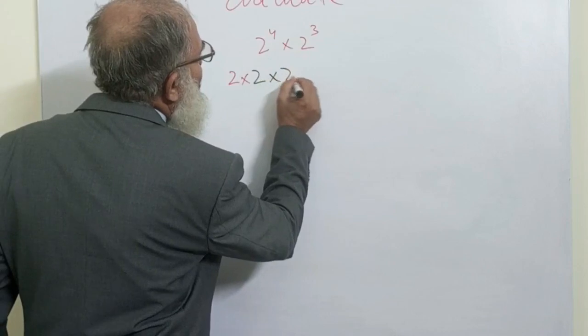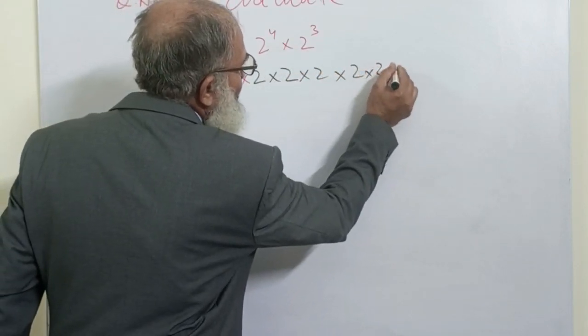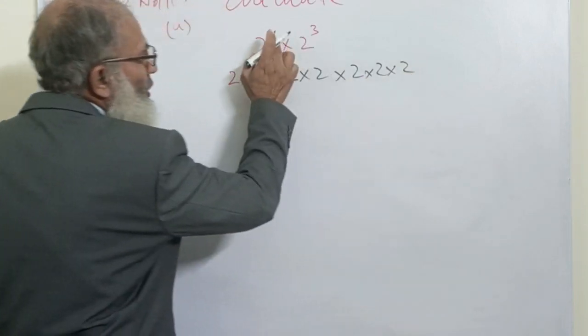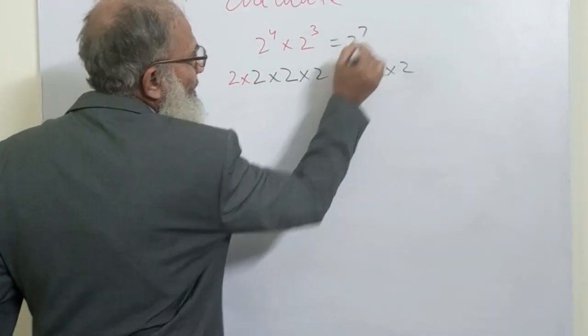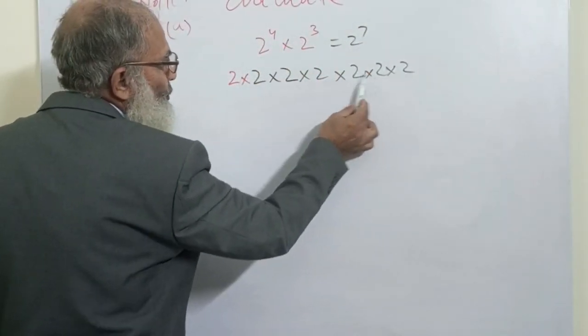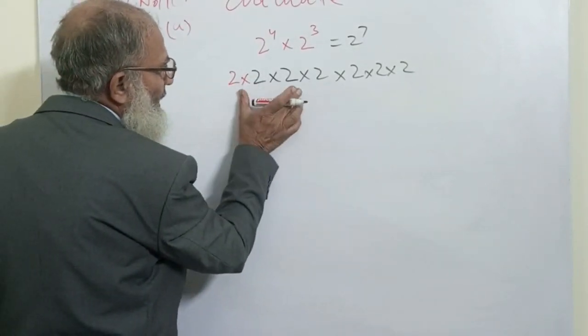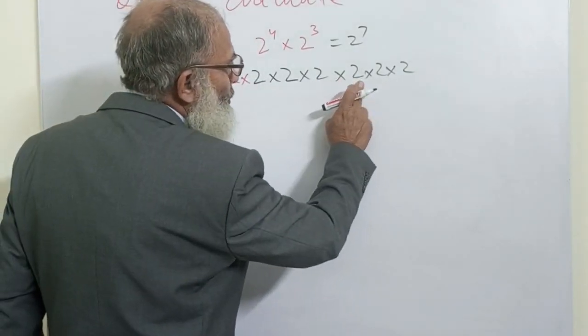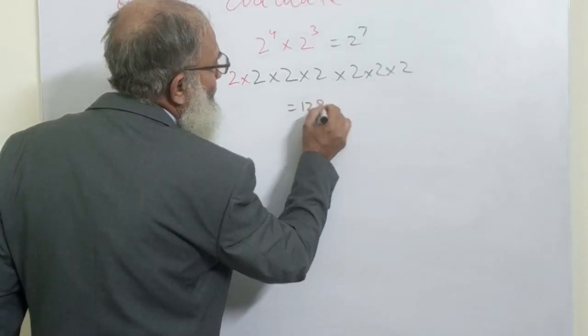Multiplied 2, multiplied 2, multiplied 2, then multiplied 3 times. Total of 7 times. Because the bases are the same, we have to add the powers. 1, 2, 3, 4, 5, 6, 7. Not just multiply them. 8, 16, 32, 64 and 128 is the answer.